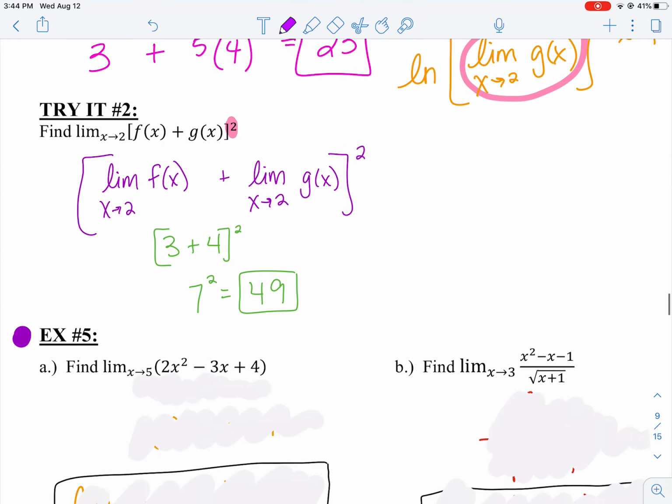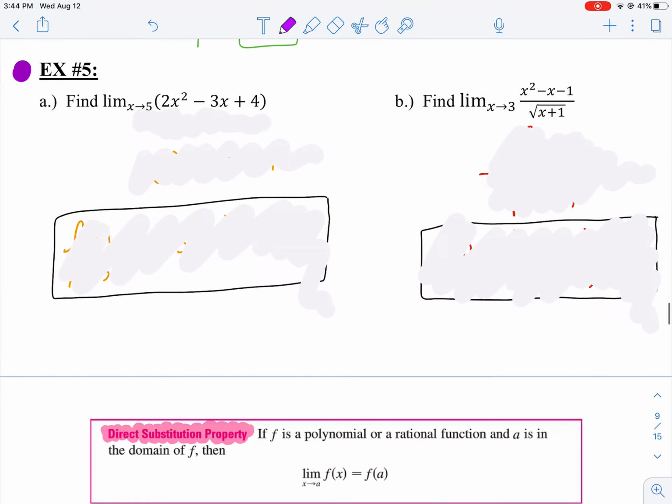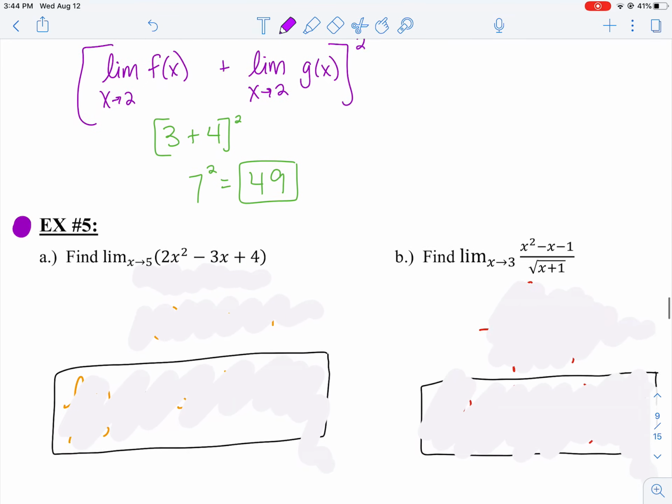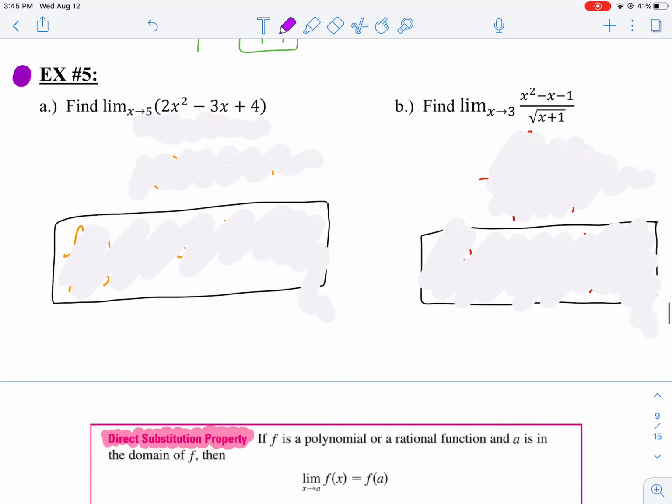So I should be able to give you any function, for example, number 5, and ask you to evaluate the limit. So even if we don't know the answers, like we did in the last problem where we used our limit rules, even if we don't know the answer to our limit, we should still be able to find the limit by doing direct substitution.